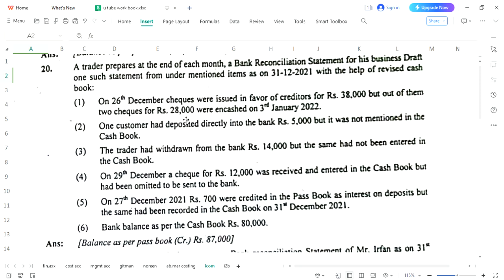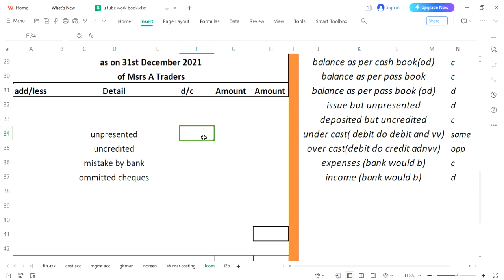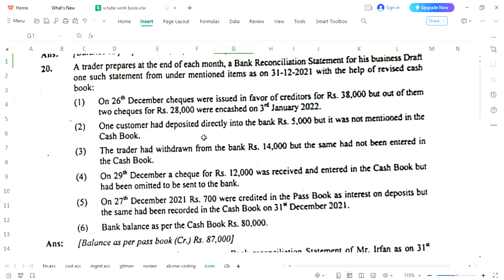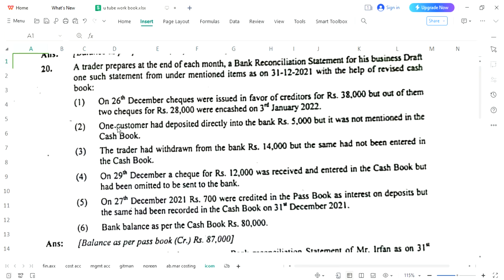So 28,000 are not cashed, and as usual unpresented checks or not cashed checks are debit, and the amount is 28,000. Though there were two amounts, 38 and 28, only 28 were cashed on 3rd January. That means after our date. So we will consider 28,000 were not cashed or not presented till 31st December. That is why we have written unpresented 28,000. As you know, in old BRS statement, these four matters would be included and this entry was unpresented. Let's go forward for the second entry.